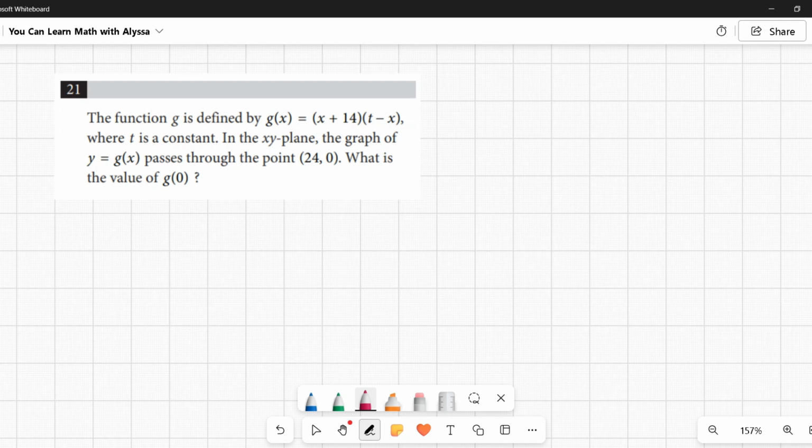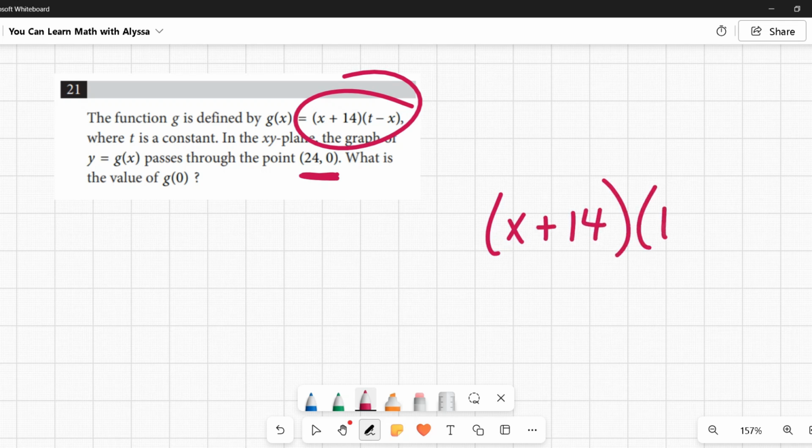Okay, so we don't know what t is. We just know it's a number. And we know that 24, 0 makes this a true statement. Okay, so x plus 14 times t minus x equals g of x. And I know that y equals g of x passes through the point 24, 0.